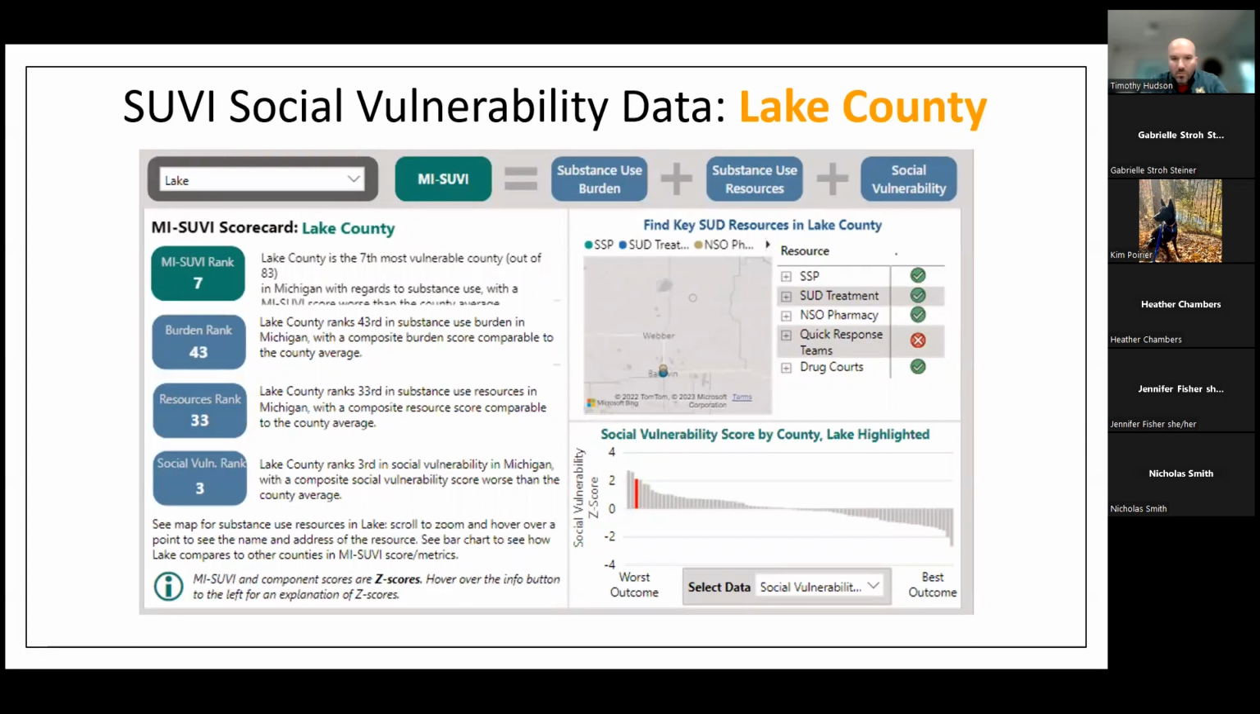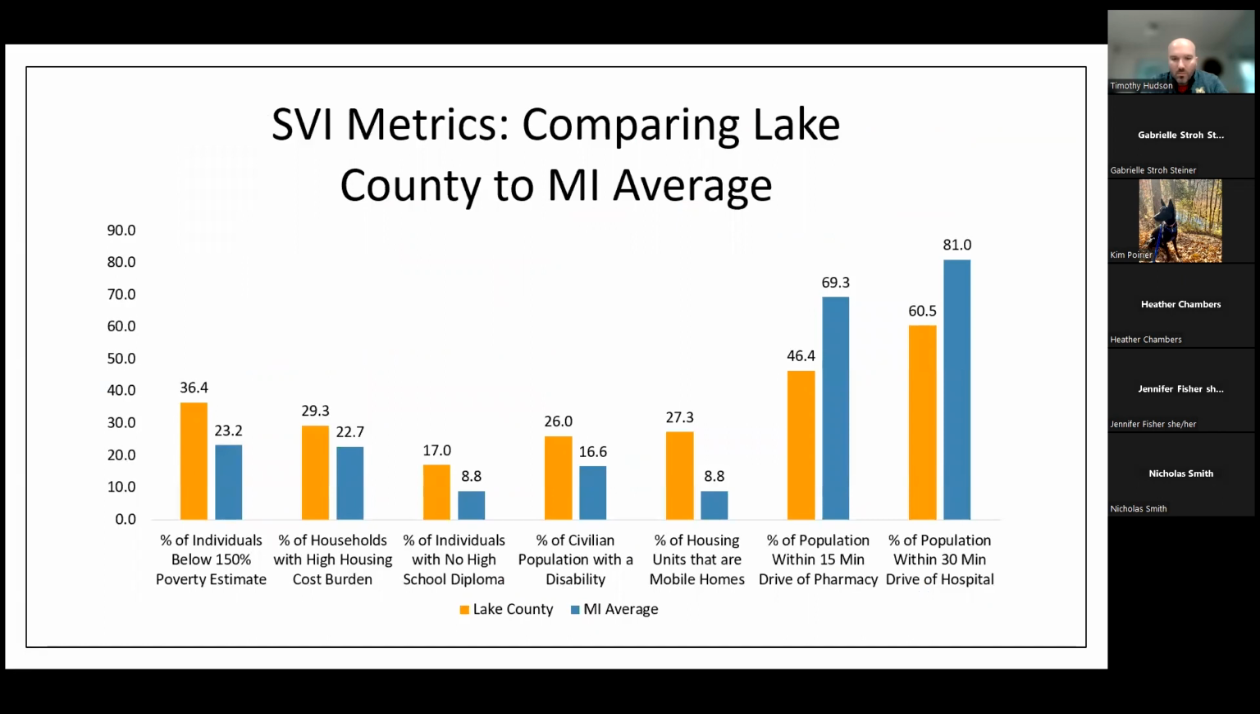And then we pulled out some data for Lake County here because they're one of the most socially vulnerable counties in the state. This slide is comparing Lake County's social vulnerability characteristics to the Michigan average. We see Lake County has more people living in poverty and with high housing cost burden than the state average, along with lower access to pharmacies and hospitals. So again, these are all really important to think about as we think about engaging the population of individuals with substance use disorder.